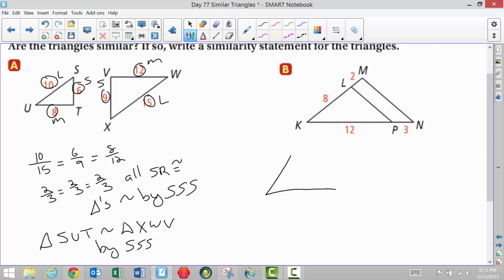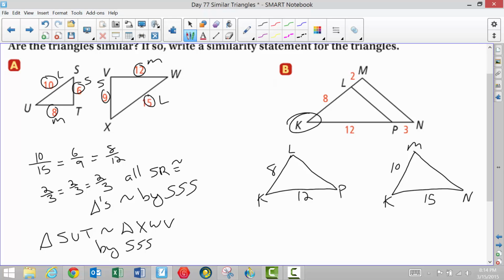I'm going to redraw these triangles so you can visualize it. So I have triangle KLP, and then I have triangle KMN. So K to L is 8, K to P is 12, K to M is 8 plus 2, which is 10, and K to N is 12 plus 3, which is 15. Notice that both triangles share angle K, so I can mark angle K congruent with my angle arcs.